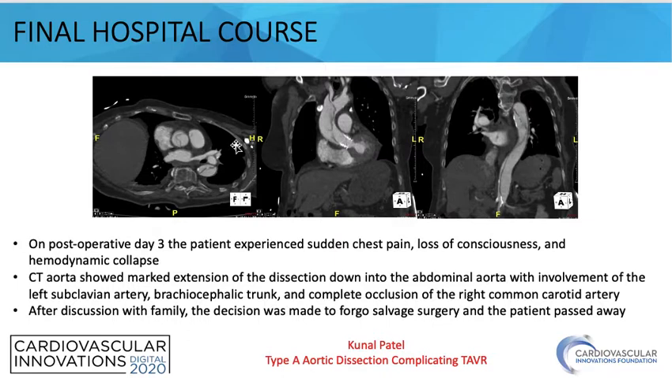On post-op day 3, the patient was being prepared for discharge home and getting herself dressed when she experienced sudden onset of chest pain, loss of consciousness, and hemodynamic collapse. En route to transferring her to the SICU, we decided to get an emergent CT scan, which showed marked extension of the dissection flap into the abdominal aorta, with near total occlusion of the right common carotid artery, with dissection flap extension into the brachiocephalic trunk and the left subclavian artery. We considered emergent operative repair at this point. However, the patient's family opted to forego surgery, and the patient ultimately passed away.